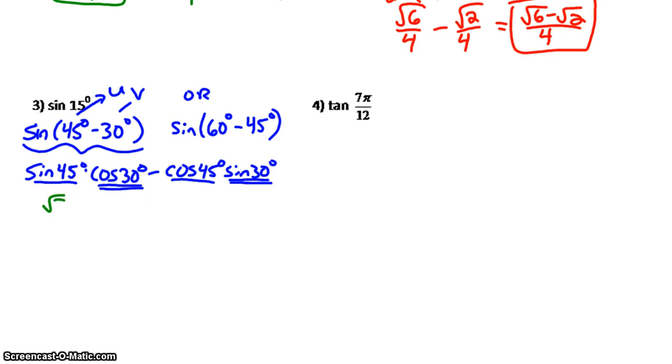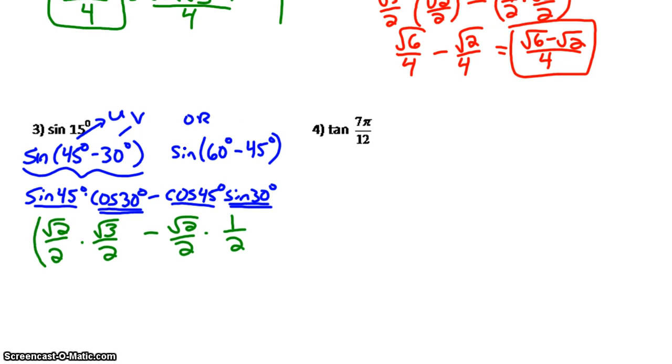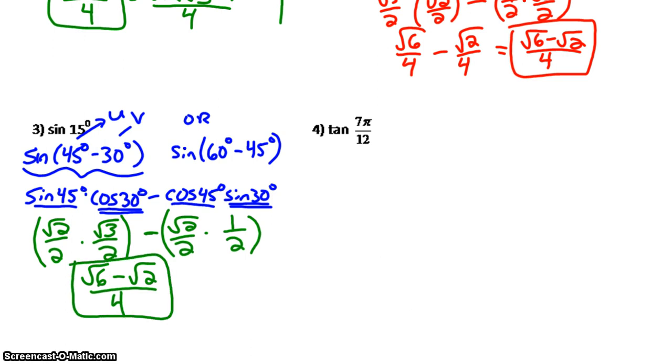Now, we're going to finish this problem up by making the exact values. The exact values in this case are radical 2 over 2 times radical 3 over 2, minus square root 2 over 2 times 1/2. Now these are multiplied with a subtraction in between, and that will give us radical 6 minus radical 2, all over 4. So that common theme keeps reoccurring.